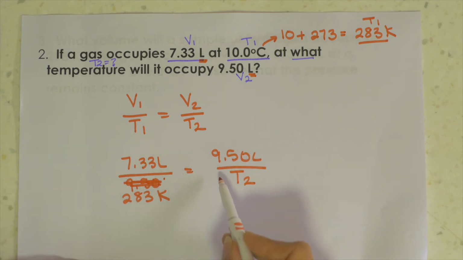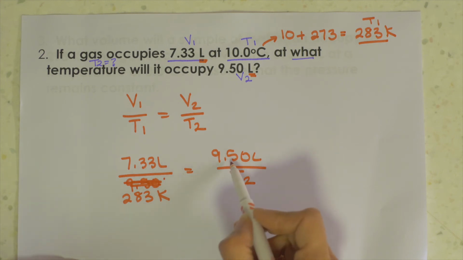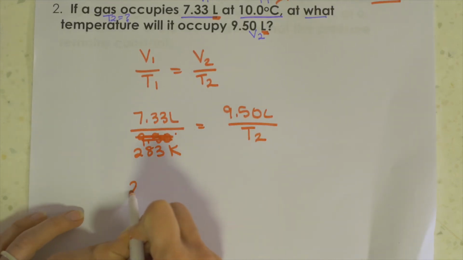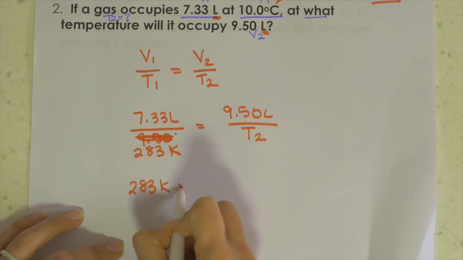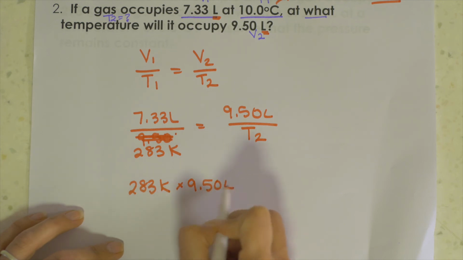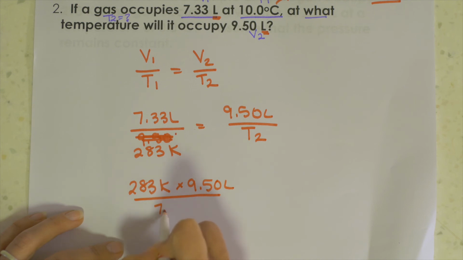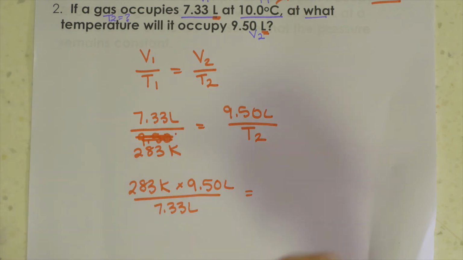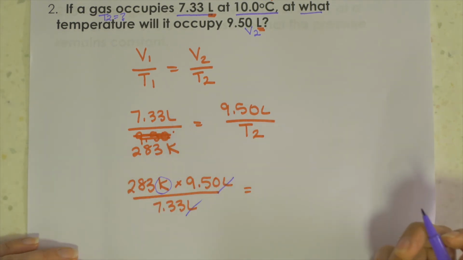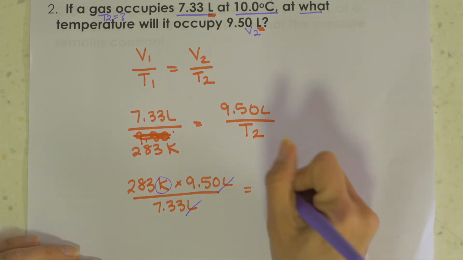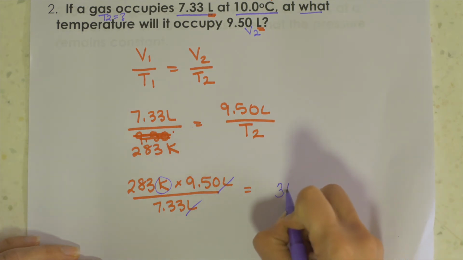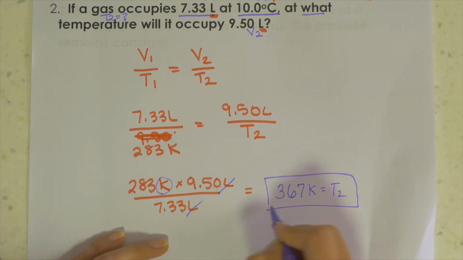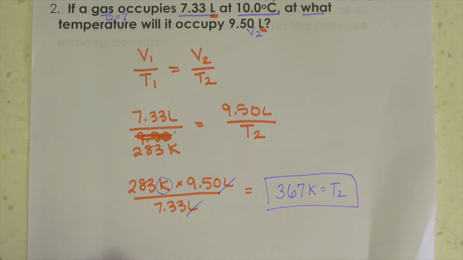Okay, so again, we're going to cross multiply and divide 283 Kelvin by 9.50 liters and then divide by that. So in my calculator, 283 Kelvin times 9.50 liters divided by 7.33 liters. And you're going to notice again that the units that you don't want, they should cancel out, and I should be left with Kelvin as my answer. And so we should get 367 Kelvin equals T2. Okay? All right, if you think you understand it, good.